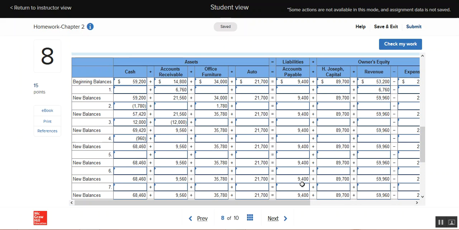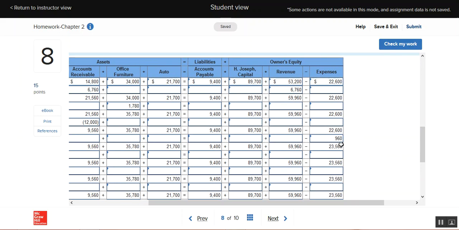I said that the two sides have to be in balance. So if you add something on the left, you have to add something on the right. Subtract something on the left, you have to subtract something on the right, unless you do an add and subtract on the same side and it's just a wash. You'll notice this is subtraction here under cash for the 960.